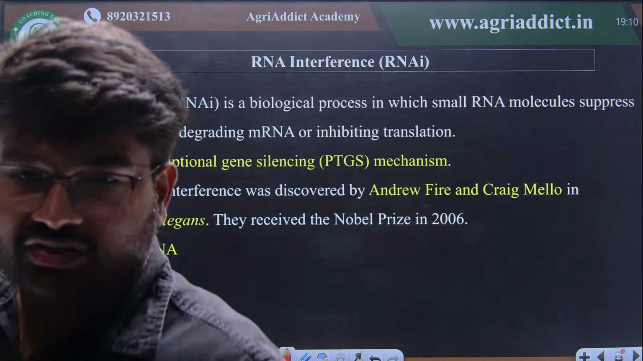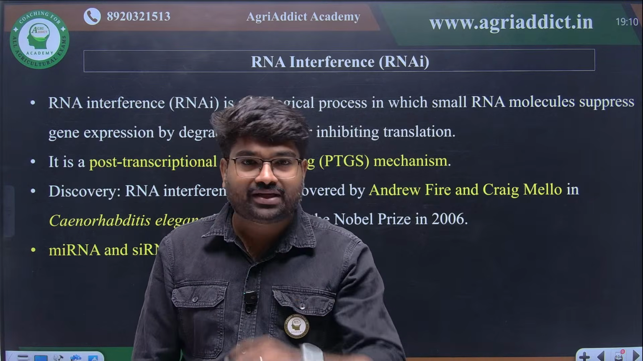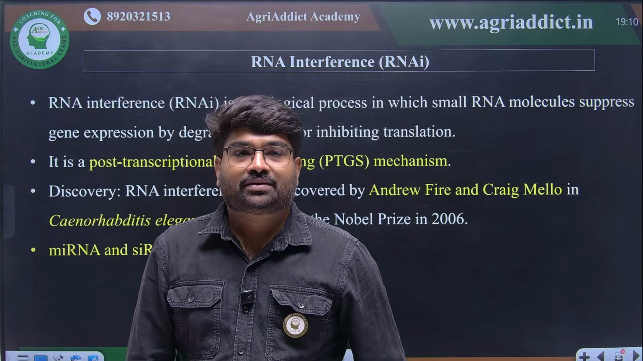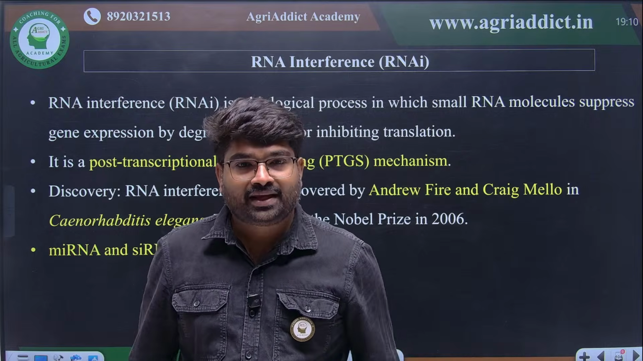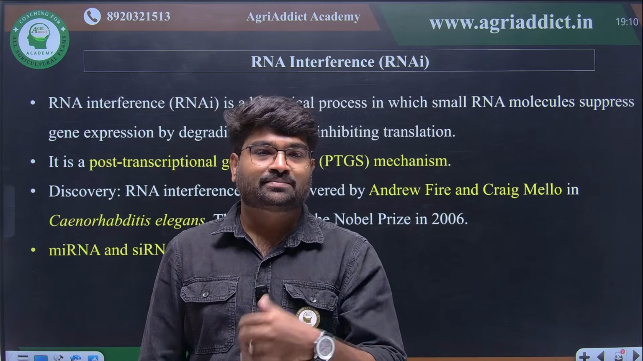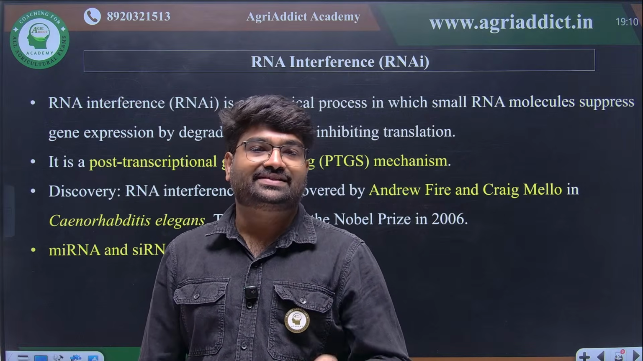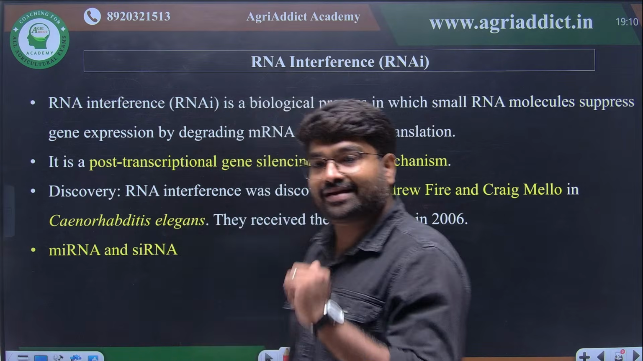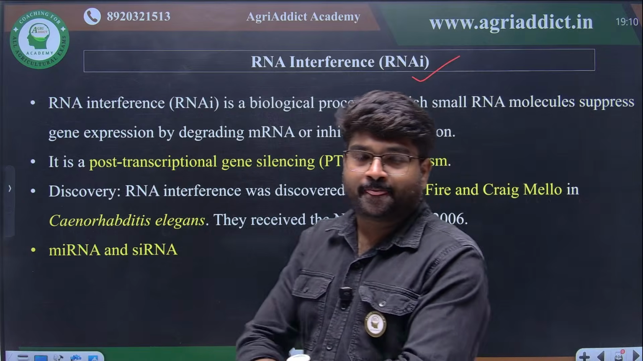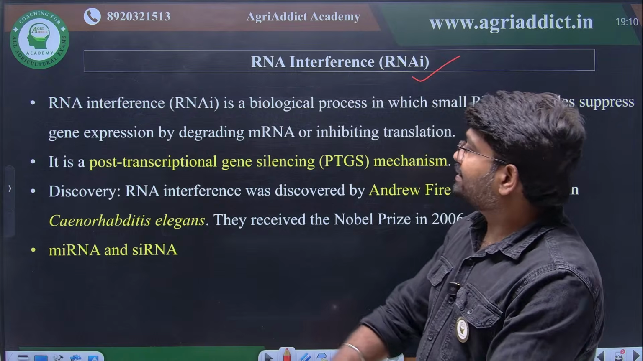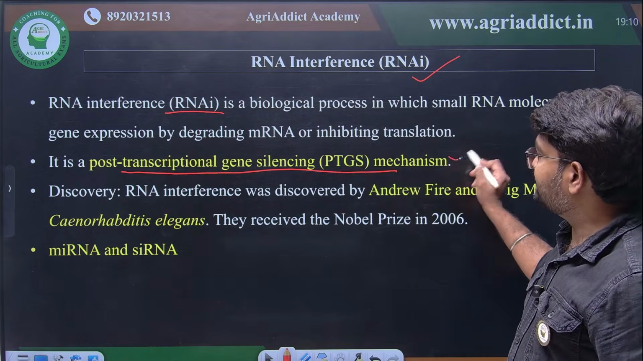Now we are going to see about RNA interference. So far we have seen how mutation can happen at the gene level. Now we are going to see, if a particular gene is expressed, it will produce messenger RNA. How can post-transcriptional gene silencing happen? There comes the role of RNA interference. RNA interference is a mechanism of post-transcriptional gene silencing.